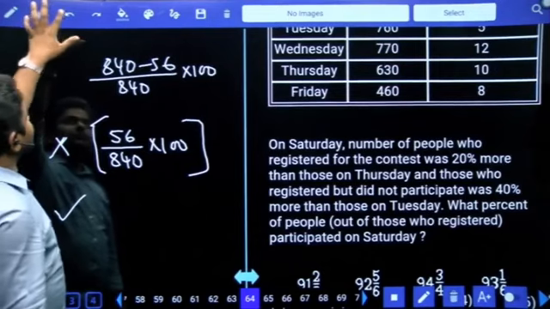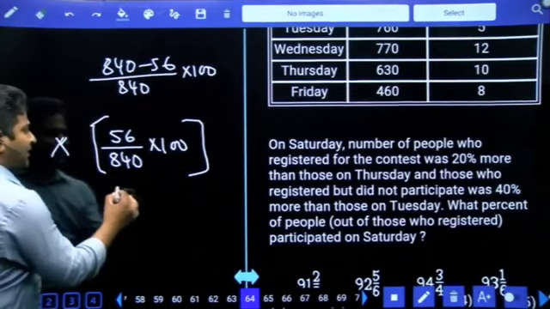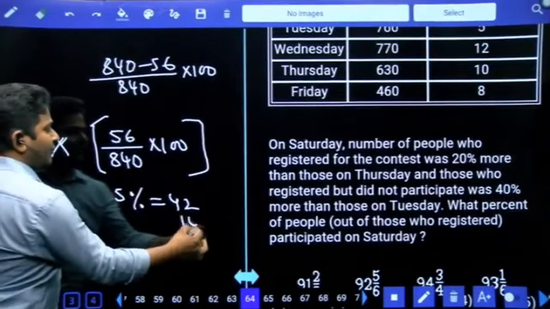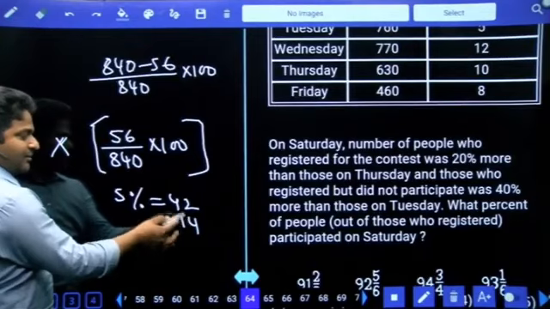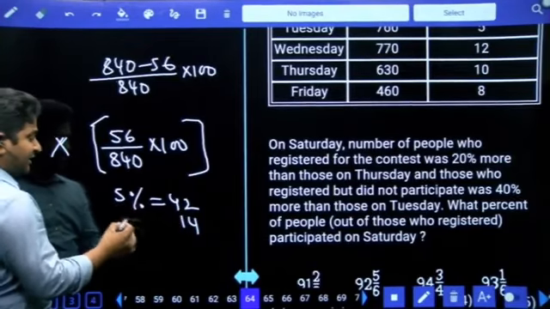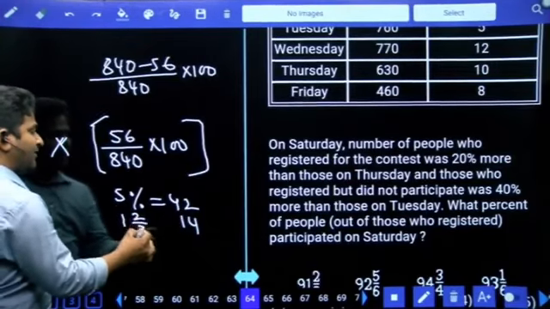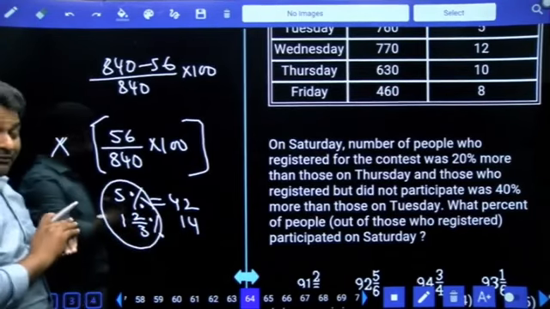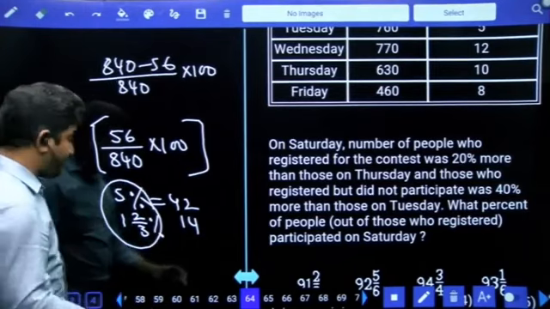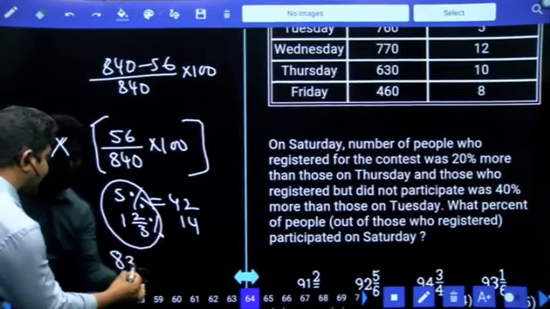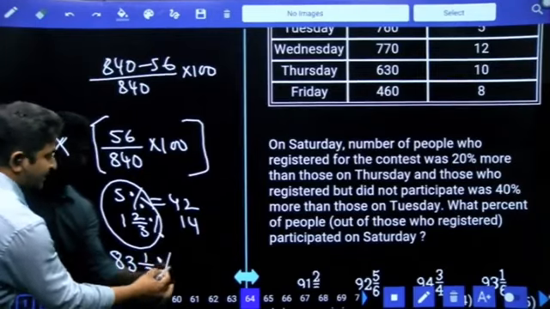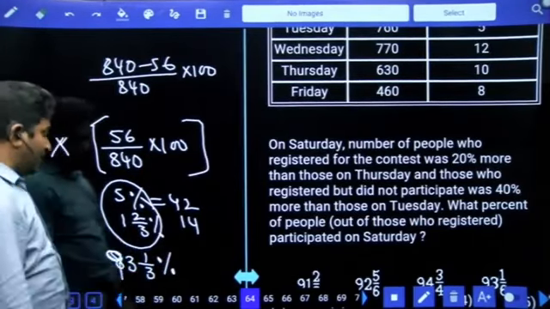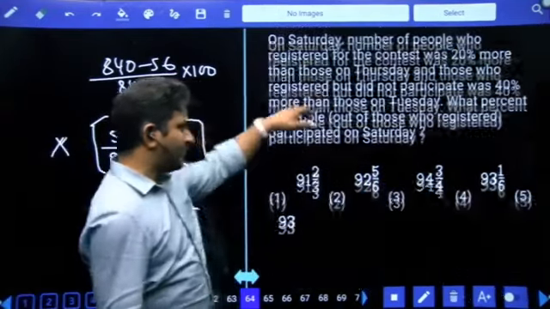Now, 5% of the denominator is equal to 42. Still you have to add 14, which is 1/3 of this number. 1/3 of 5% is equal to 1 2 by 3%, meaning a total of 6 2 by 3% of the people have not participated. Then participants are 93 1 by 3%.